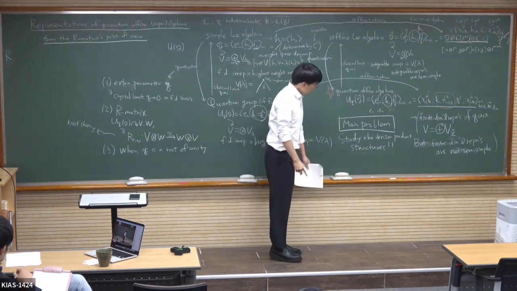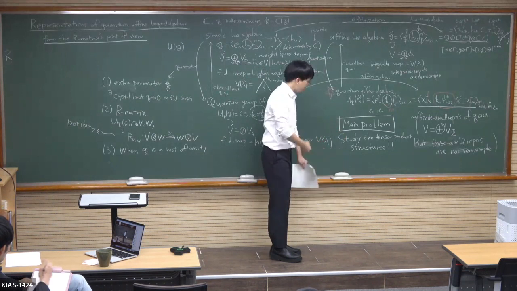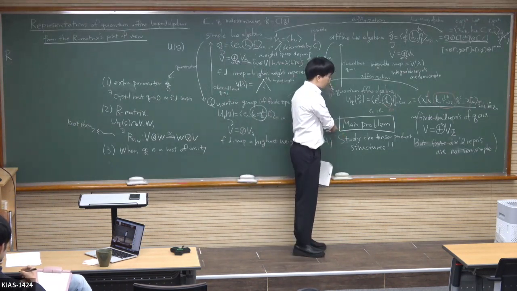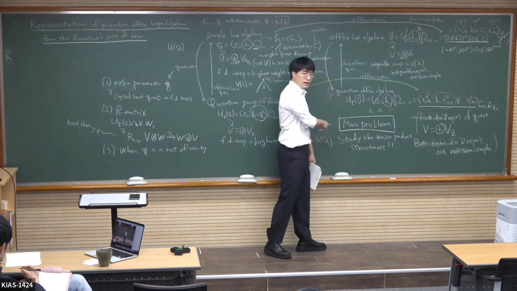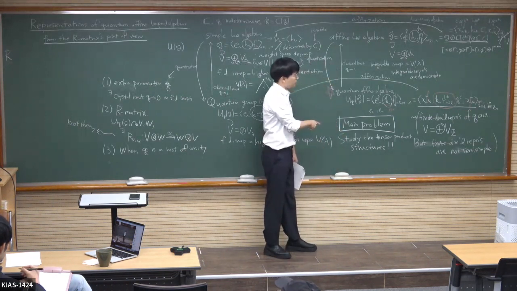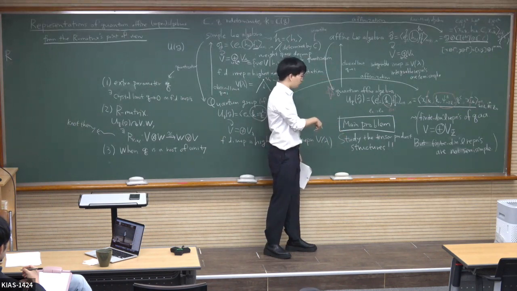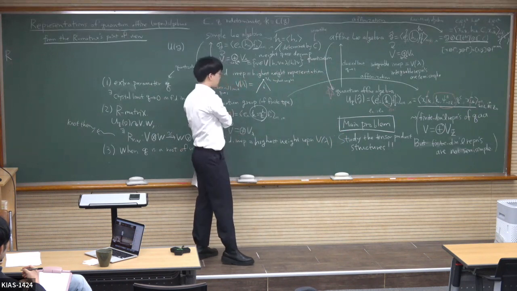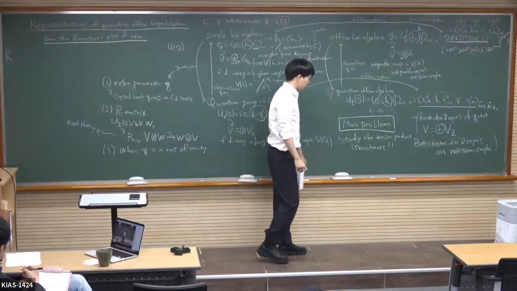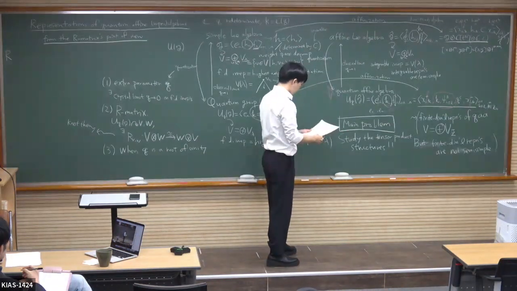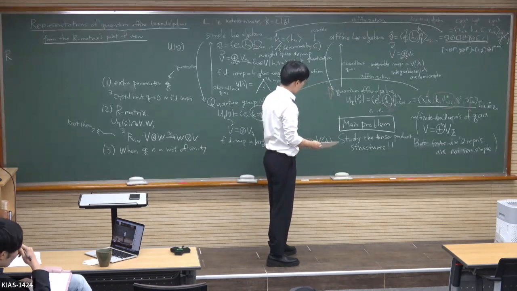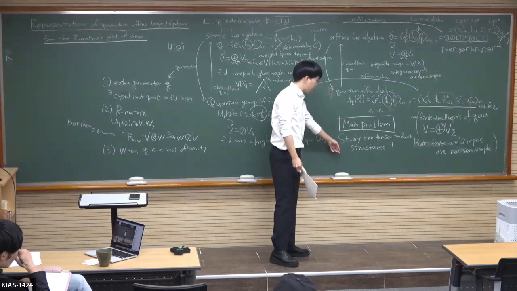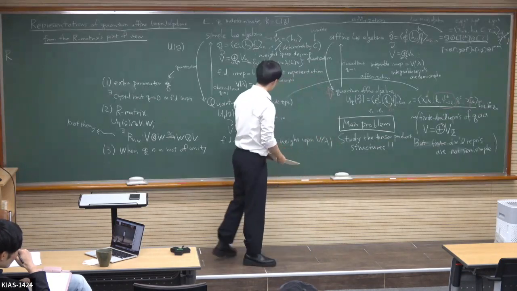And another, not very historical, motivation is that this tensor product structure of the representations of quantum affine algebras is actually very closely related to the structure of the quantum group, and in particular the canonical basis of this quantum group. So today my first part is a review of this main problem and recent advances.